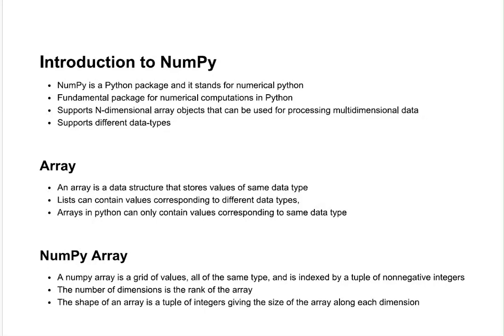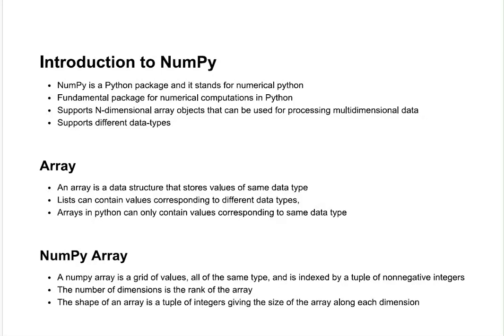In previous lectures, we already saw Python arrays. Just for recall, an array is a data structure that stores values of the same data type. So if you are creating an array, then all the elements in the array should be of the same data type. We have also seen another container called a list, which can contain values of different data types. But arrays in Python can only contain values of the same data type. So we have already been introduced to what Python arrays are.